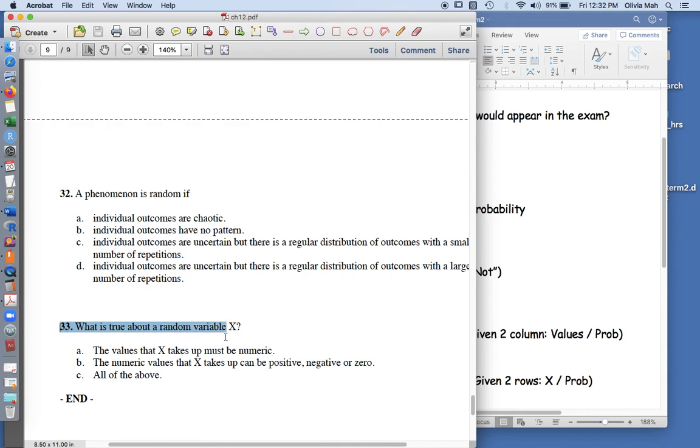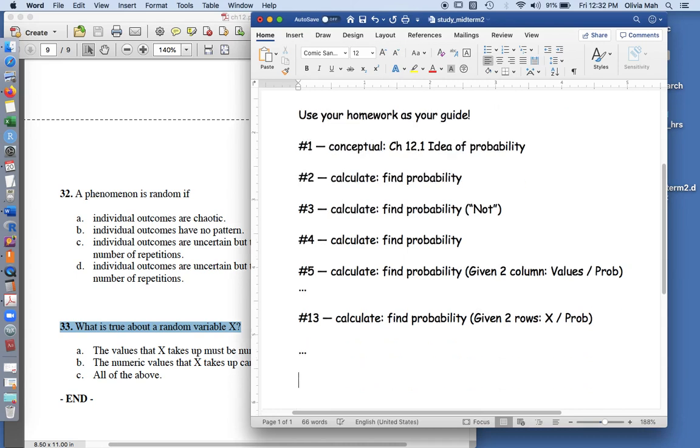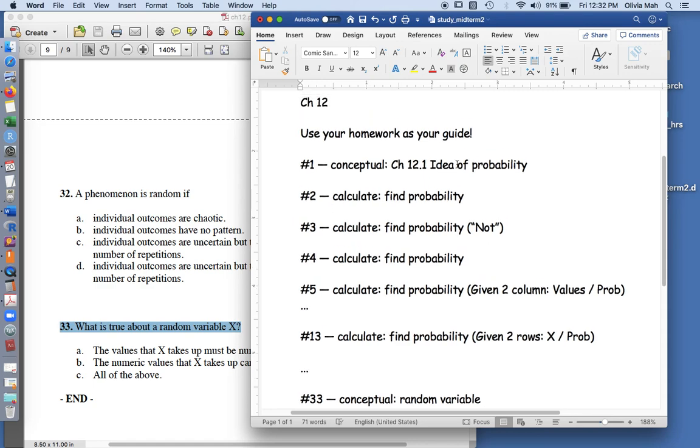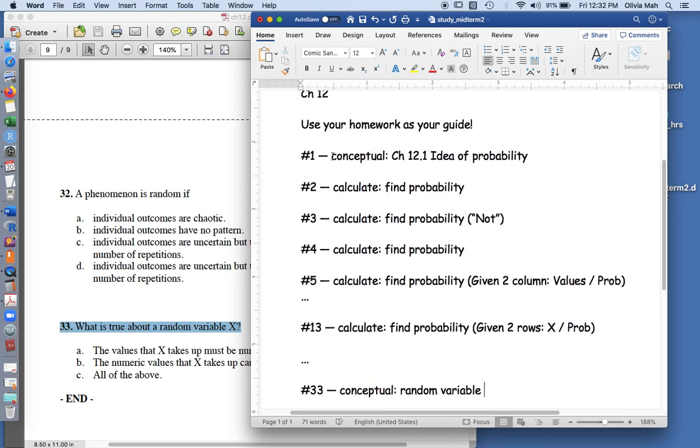33. This is a conceptual question about a random variable. So after you go through each question quickly, you classify them, you jot down little notes about each of them, then you go back, you look at all these. So you see that they're conceptual, and what are the kinds of conceptual questions? I can ask you about the idea of probability, or I can ask you about random variables.